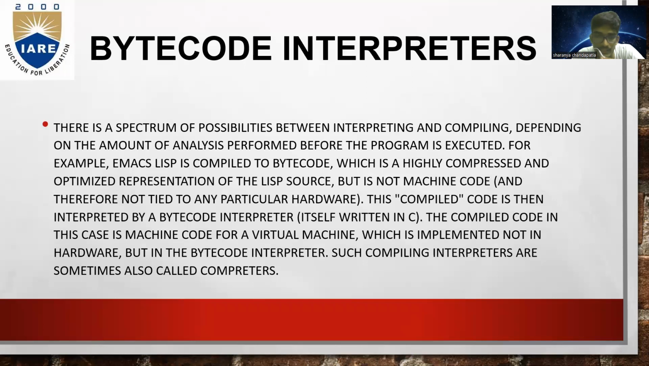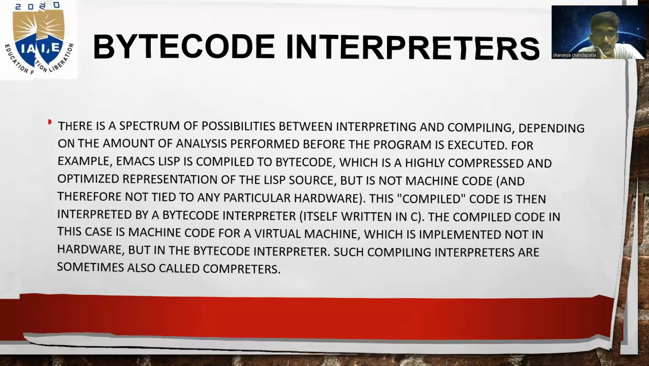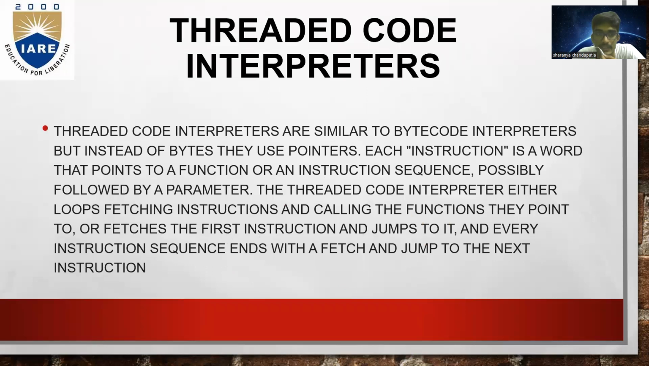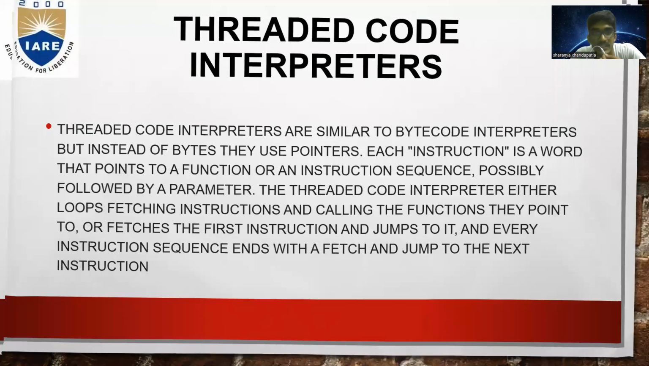Such compiled interpreters are sometimes also called compreters. Threaded code interpreters are similar to bytecode interpreters, but instead of bytes, they use pointers. Each instruction is a word that points to a function or an instruction sequence, possibly followed by a parameter. The threaded code interpreter either loops fetching instructions and calling the functions they point to, or fetches the first instruction and jumps to it, and every instruction sequence ends with a fetch and jump to the next instruction.